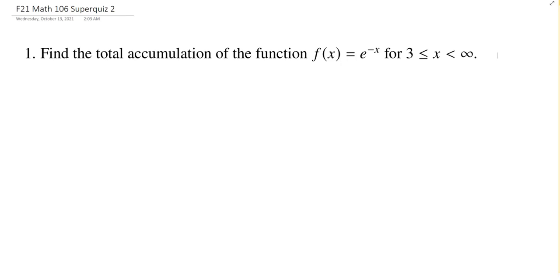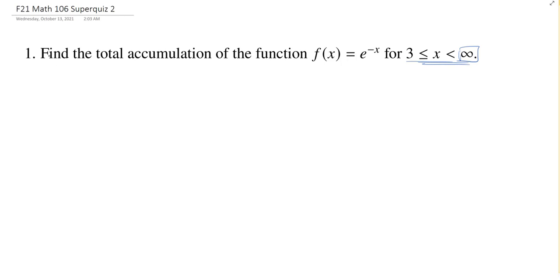It's not what it says. It says find the total accumulation. Okay, well, that's an integral, right? They give us a function, and here's where the improperness comes from. We want all the accumulation when the domain goes from 3 all the way to infinity, right? That's the key right there. That tells you we have an improper integral coming.